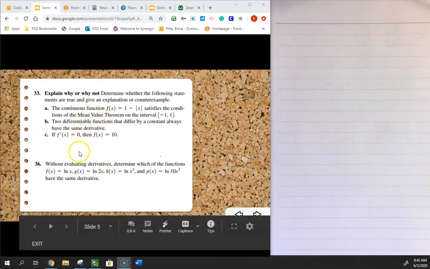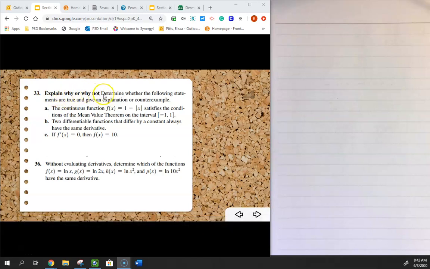Let's look at a couple more problems that you're going to get out of this section. Explain why or why not, determine whether the following statements are true, and give an explanation or counterexample. So these are all kind of different from each other. The continuous function f of x equals 1 minus the absolute value of x satisfies the conditions of the mean value theorem on the interval from -1 to 1.